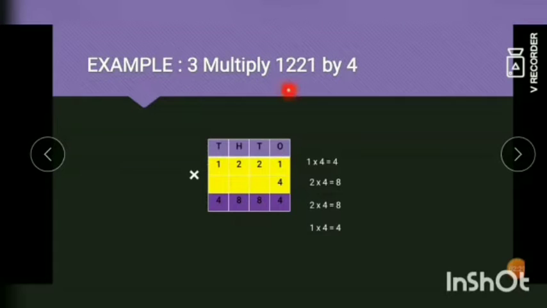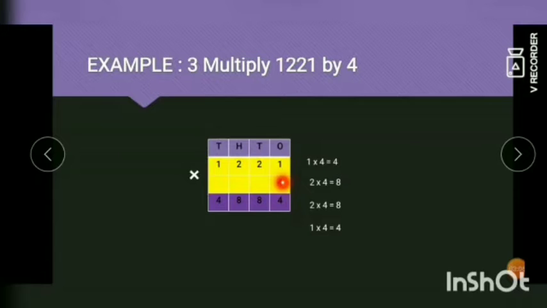Multiply 1221 by 4. So first we write the number in the place value chart. So the number 1 is in ones place and 2 is in tens place and 2 is in hundreds place and 1 is in thousand place. Next we write the number 4 in the ones place. So first we start in the ones place value. So 4 ones are 4.